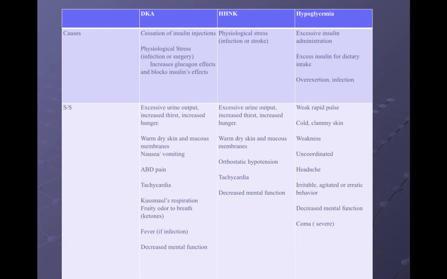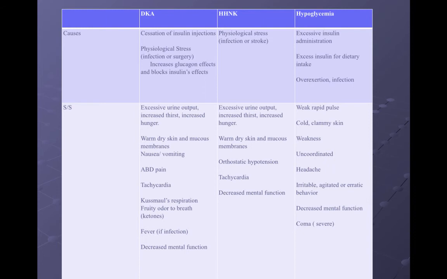For the DKA and the HHNK, it's going to be very similar: excessive urine output, increased thirst, and increased hunger. The urine and the thirst have to do with trying to get rid of all these sugars and then trying to replenish fluids. And that increased hunger is the body knowing that there's sugar laying around, but also knowing that none of that sugar is getting into the cells. So the body's like, hey, I need to eat more. I want to eat more. I need more.